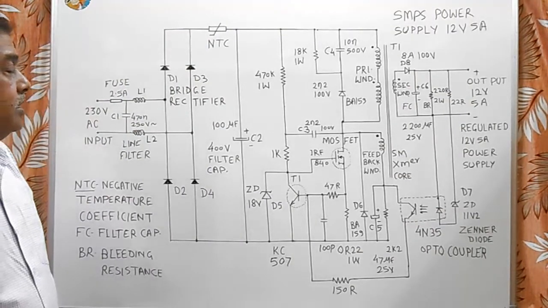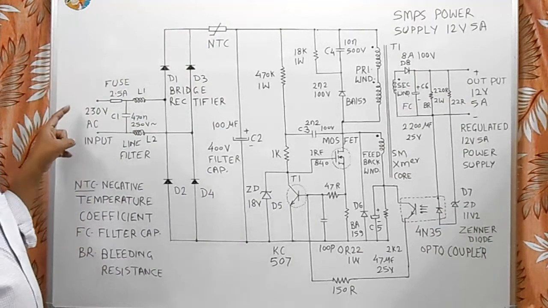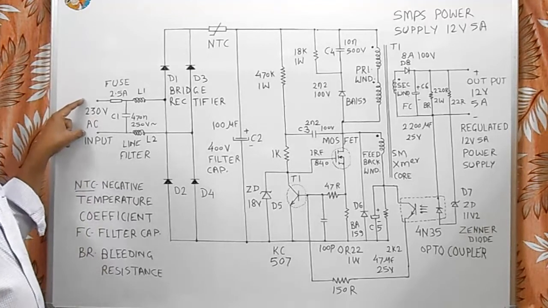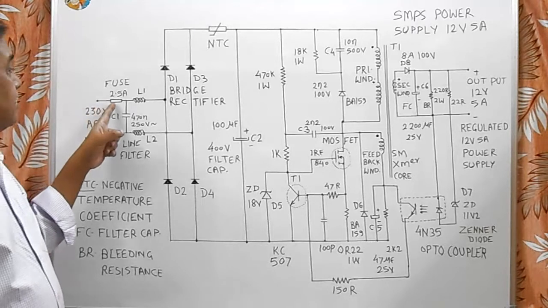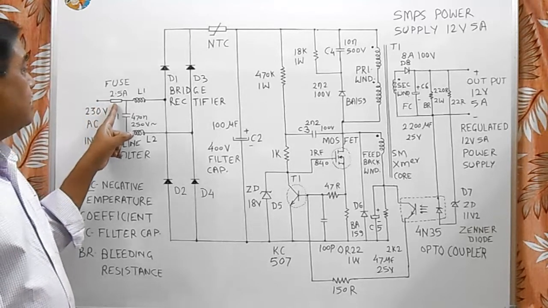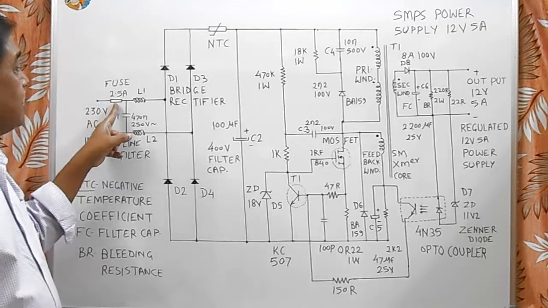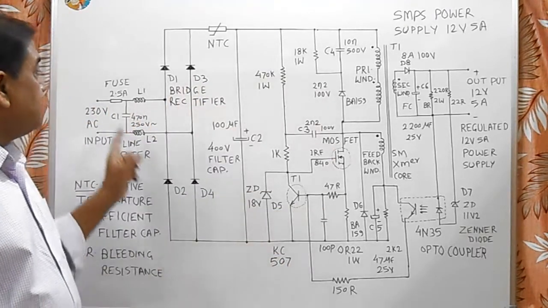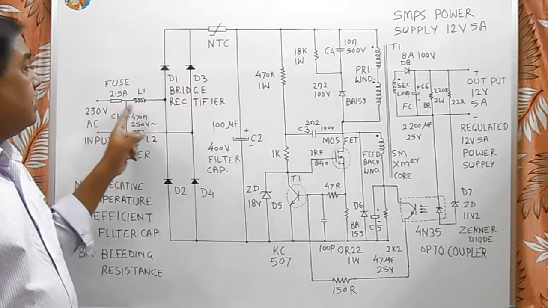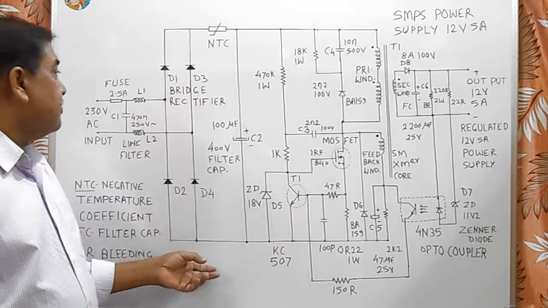Now in details. Here we give 230 volt AC input. Then this is the input power fuse. A 2.5 ampere fuse is here. If in case of any problem in this circuit, this fuse gets blown out and the circuit becomes safe.